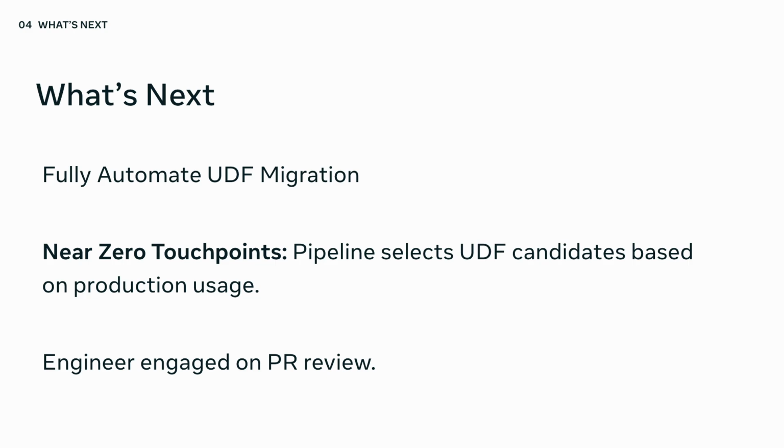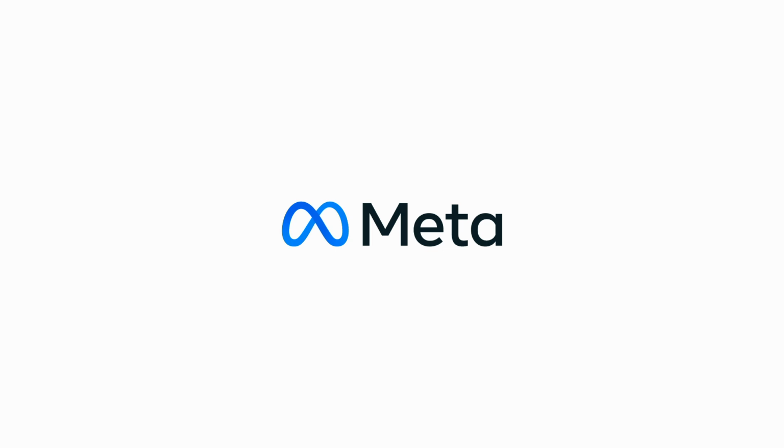What's next? Yeah, so we want to try to fully automate the UDF migration process. So this looks more like almost no touch points. This means you have an auxiliary pipeline that looks into the production usage, finds the unmigrated UDFs, and then kicks off the AI pipeline, which we have in place right now. And at that point, the only involvement comes in the form of diff reviews. So that's the goal we have. Yep, that's it. Thank you.